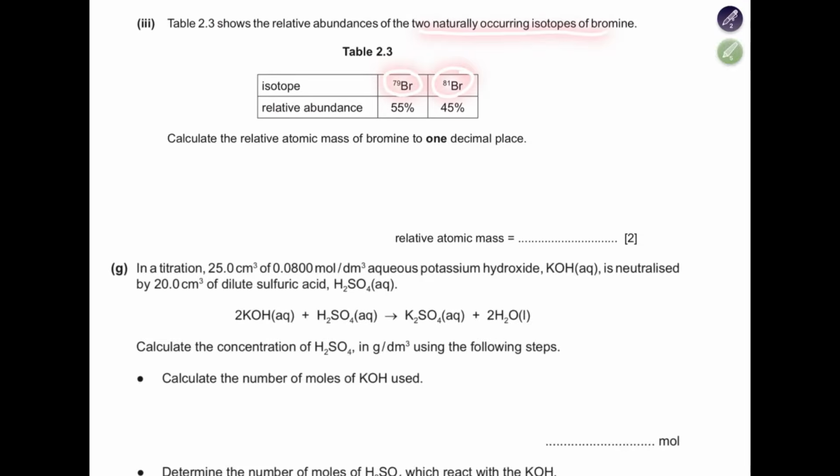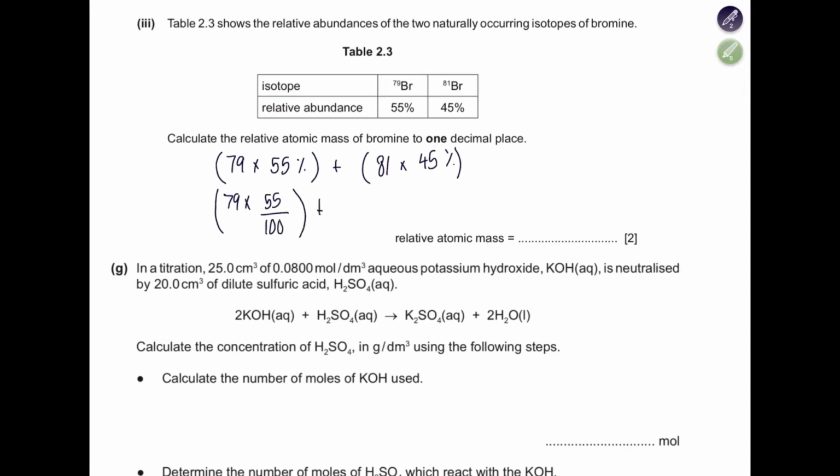Table 2.3 shows the relative abundance of two naturally occurring isotopes of bromine. These are the isotopes and their abundances are shown. Calculate the relative atomic mass of bromine to one decimal place. Very simple. 79 times 55% plus 81 times 45%. Percentage basically means divide by 100, I'll just write it to make it more clear. Plus 81 times 45 divided by 100, 79.9 to one decimal place.